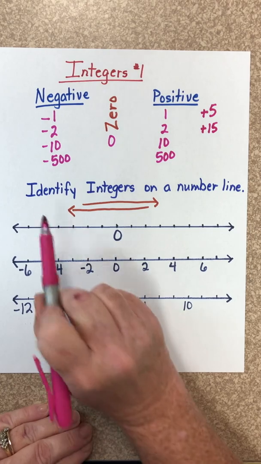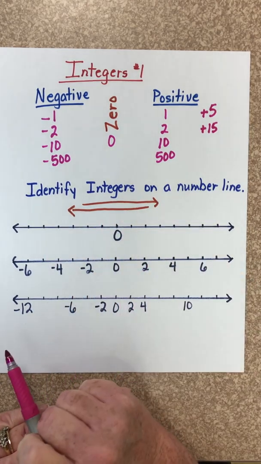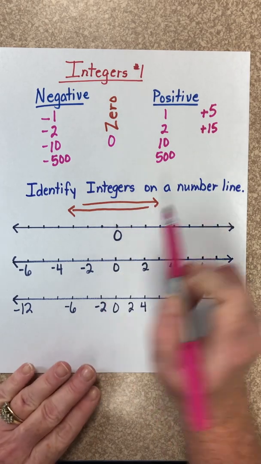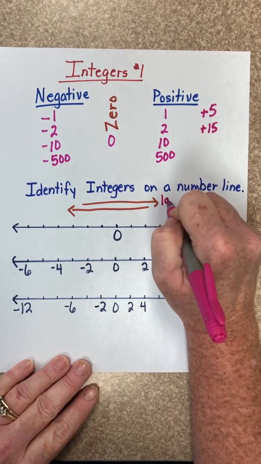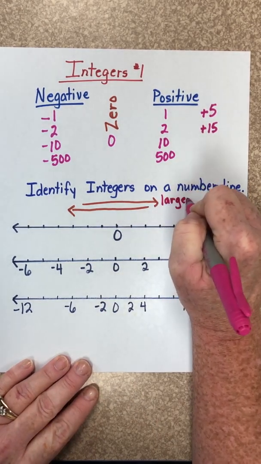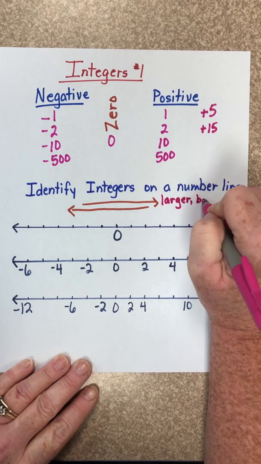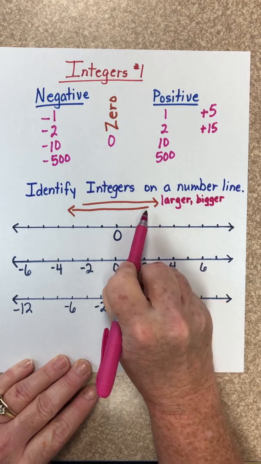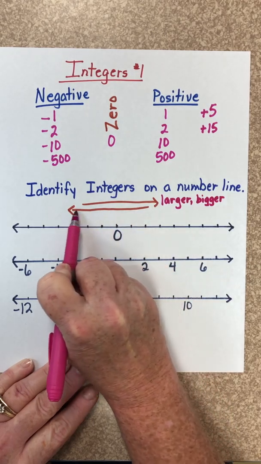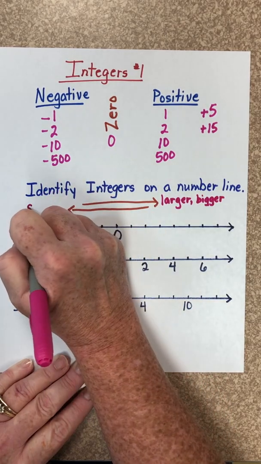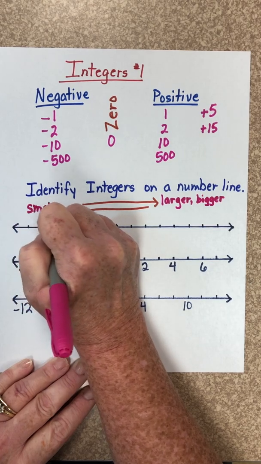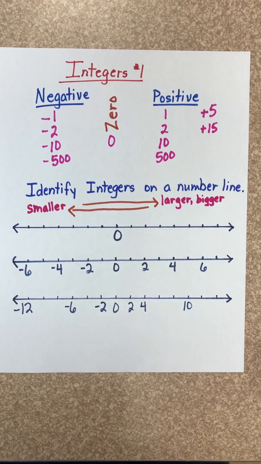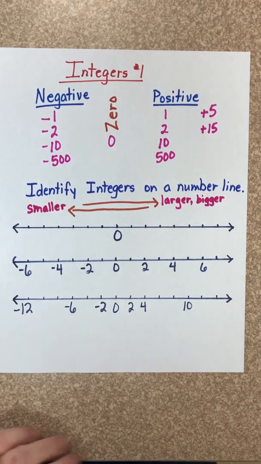Now let's look at identify integers on a number line. So as the numbers go to the right, the numbers get larger or bigger. And as numbers follow a number line to the left, they get smaller. So let's look at this in more detail so we can see what that means.